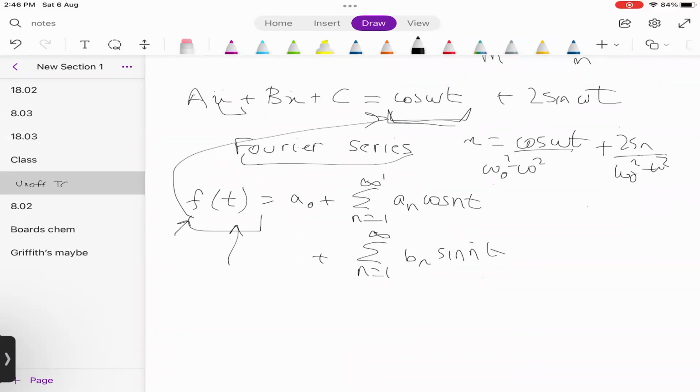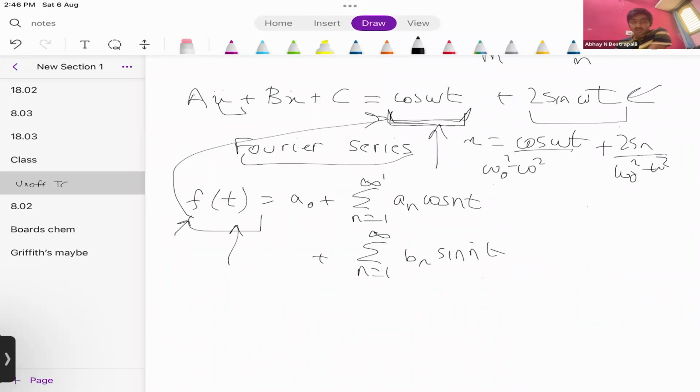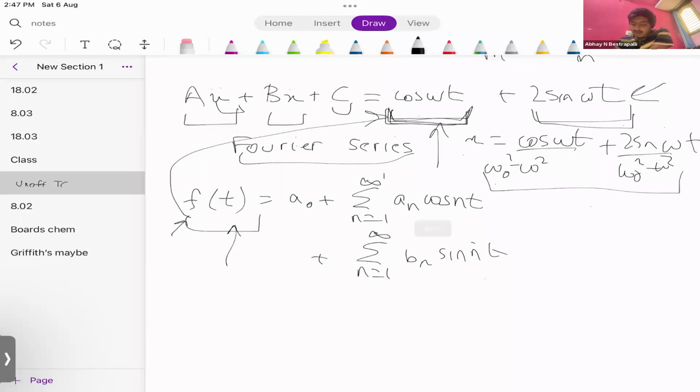Yeah. Oh, great. Okay. So what I was saying is, for something like this, you can actually split the solution. You can find the solution for this, and you can find the solution for this, and add them together. So if the equation is ax dot dot plus bx dot plus c is equal to cos omega t plus 2 sin omega t, then you can write the solution as x is equal to the solution when only cos omega t is there, and the solution for only 2 sin omega t is there. And you can prove this, right? Okay, so something like this would be the solution, 2 sine omega t something.